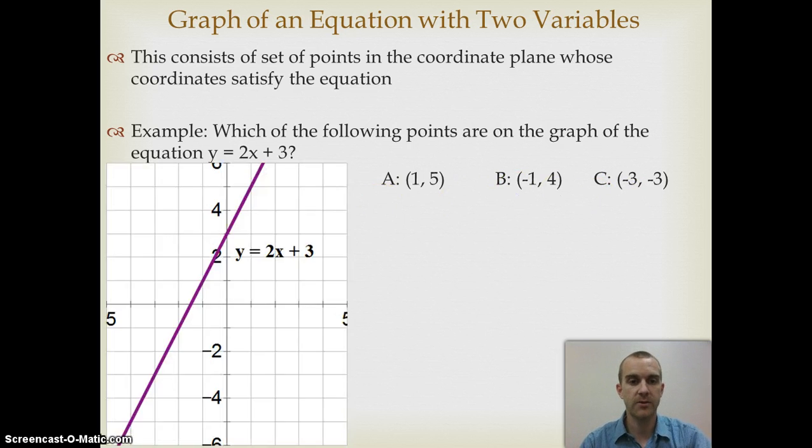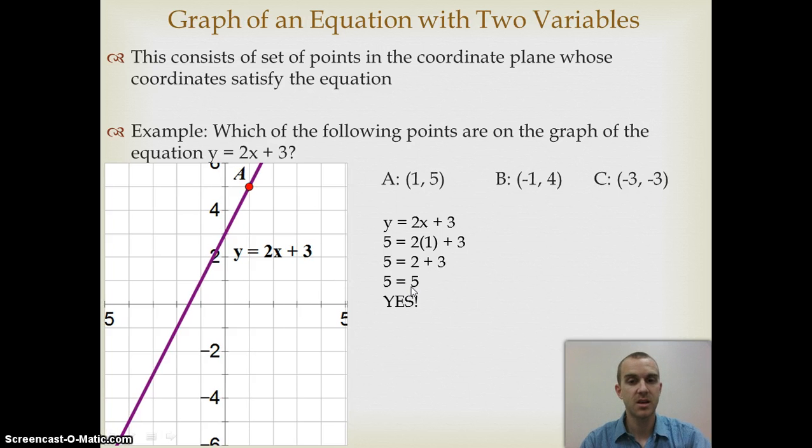Well, I'm going to actually graph the line to the side here, and we're going to test it along the way visually as well. So if I plug in 1 for x and 5 for y, I could then simplify, and I get 2 plus 3 equals 5. 5 equals 5. My left and my right sides are equal, so yes. And if I plotted 1, 5, I would see that it literally falls on that equation.